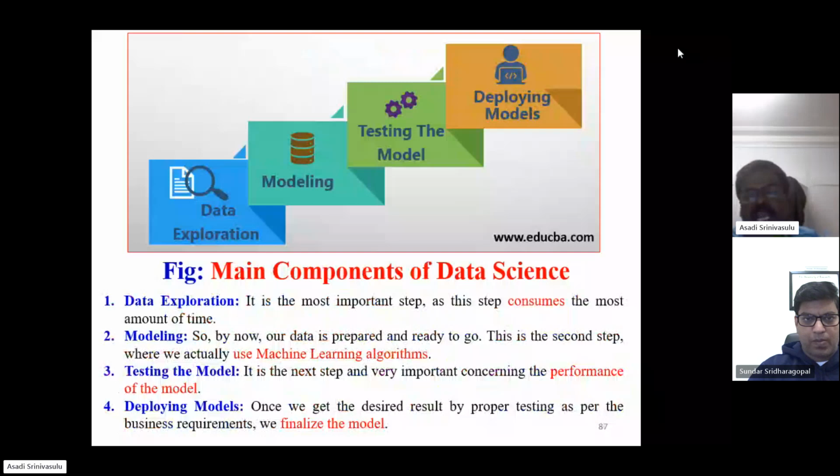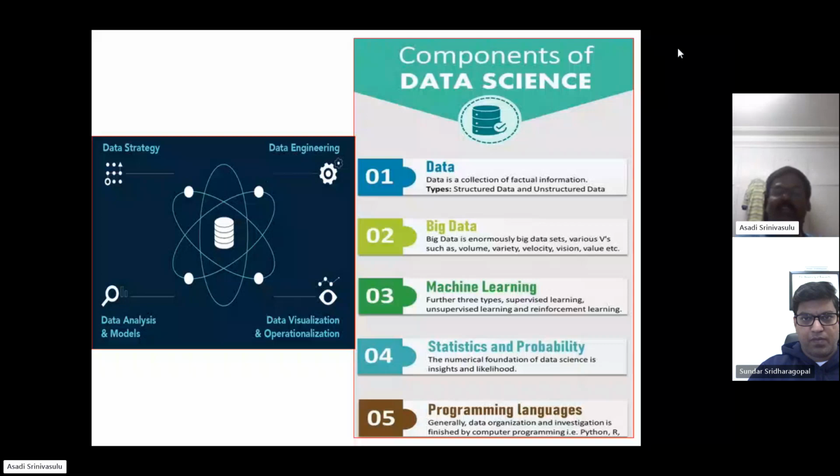So if you see the sequence of steps of the major components of data science, data is a very, very important component. Without data, there is no data science application. Data may be structured data, unstructured data, or semi-structured data. Then big data deals with the 7 V's, like volume, velocity, variety, viscosity, veracity, vision, value, etc. Then machine learning uses 3 types of approaches: supervised learning, unsupervised learning, and reinforcement learning.